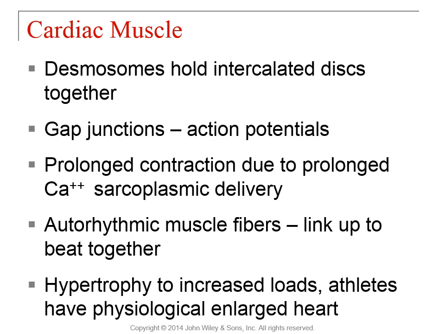So desmosomes are going to have intercalated discs, going to stitch each individual muscle fiber together. So you're going to have gap junctions, which will help transmit action potentials from cell to cell. This allows a prolonged contraction due to prolonged calcium and sarcoplasmic delivery. What's kind of intriguing is you have what's called autorhythmic muscle fibers. You have two nodes that can be found in the cardiac muscle, the SA and the AV node.